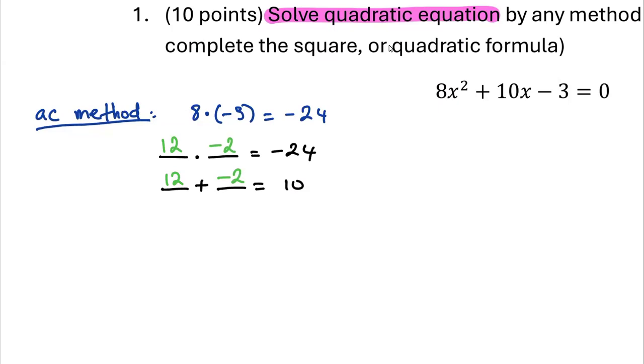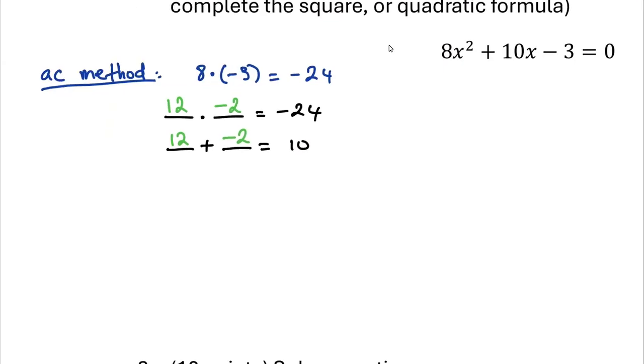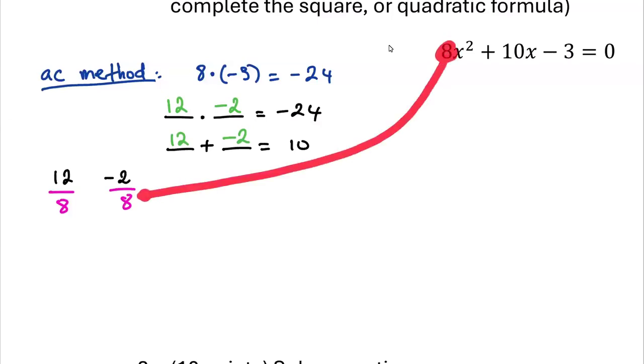Right? Then you are going to write out the number 12 and number -2. I need to take that and divide it by 8 because I use AC method. So I divide that by 8. Once again, the 8 comes here and here.